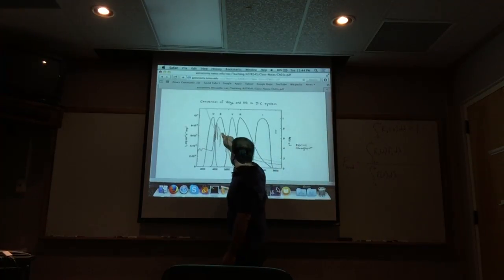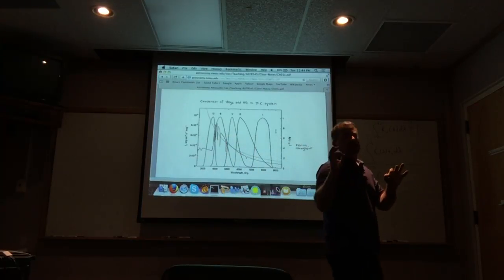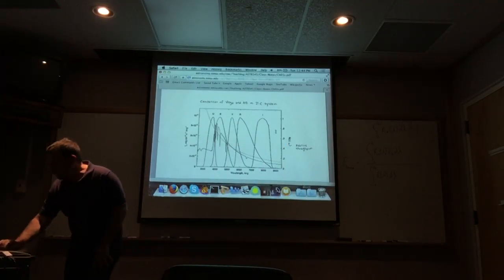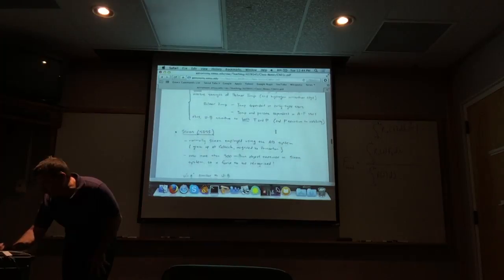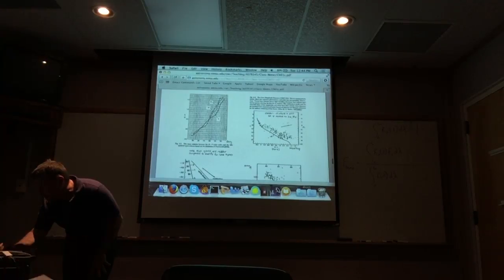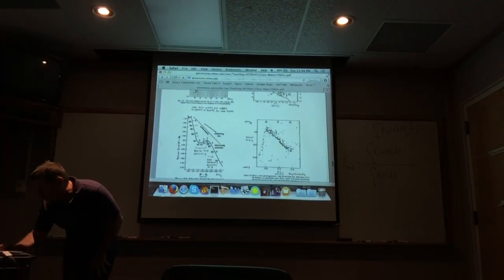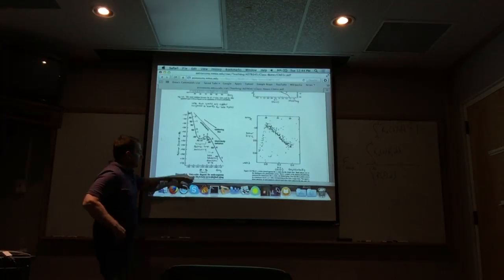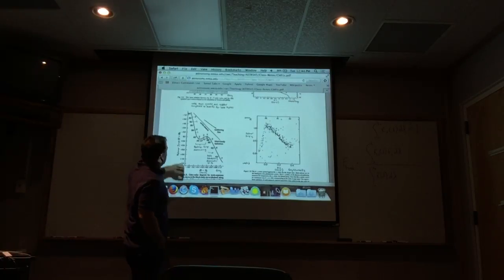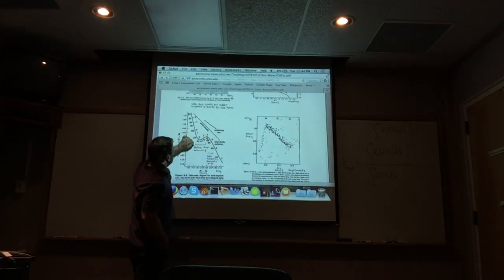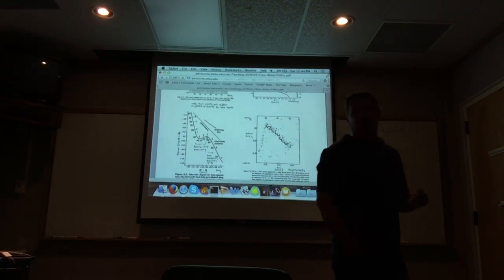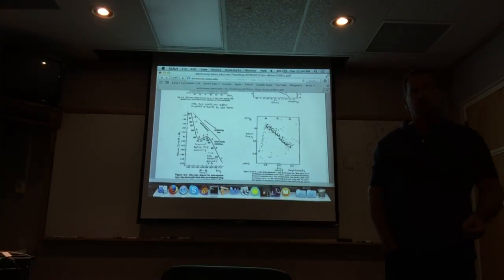So these two are really good indicators of your temperature. And a lot of times what people will do then is they will plot B minus V versus U minus B. And where you fall in this diagram tells you a great deal about what type of spectral class star you are. Spectral class.